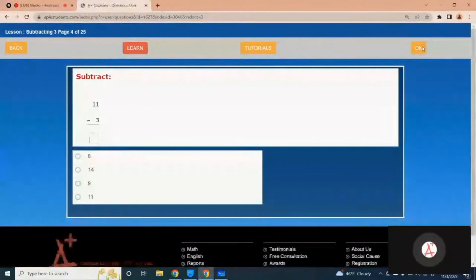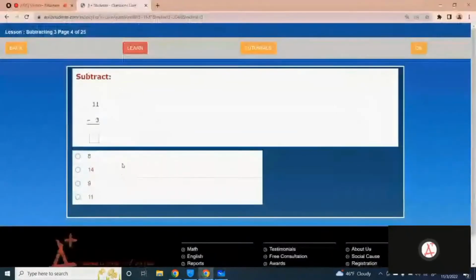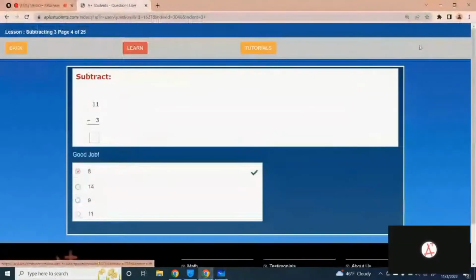Okay, 11 take away 3 is, okay, so here we have 12 of the lines. Just remove one of them and count how many lines you are left with. Now you have 11 lines. Got it? You have removed 3 of them. You can count the lines. 1, 2, 3, 4, 5, 6, 7, 8, 9, 10, and 11. So out of the 11 lines, you removed 3 of them. Now how many lines you are left with? You're left with 8 lines, got it? So 11 subtract 3 is 8, got it? So select the correct option and then click on the OK button.